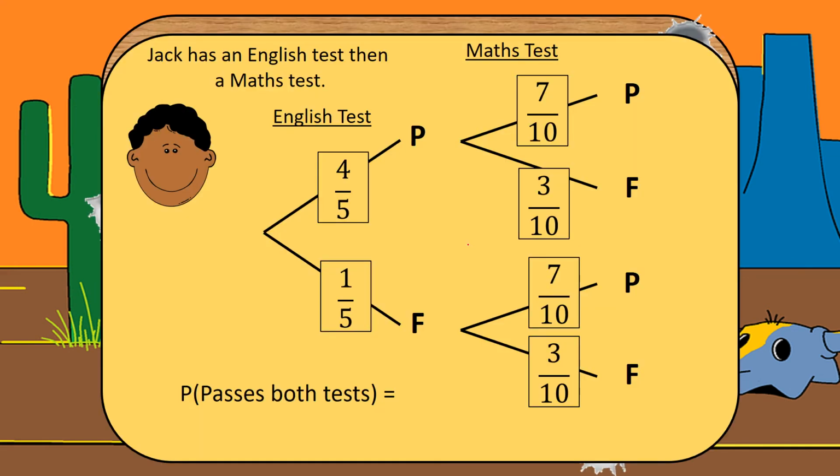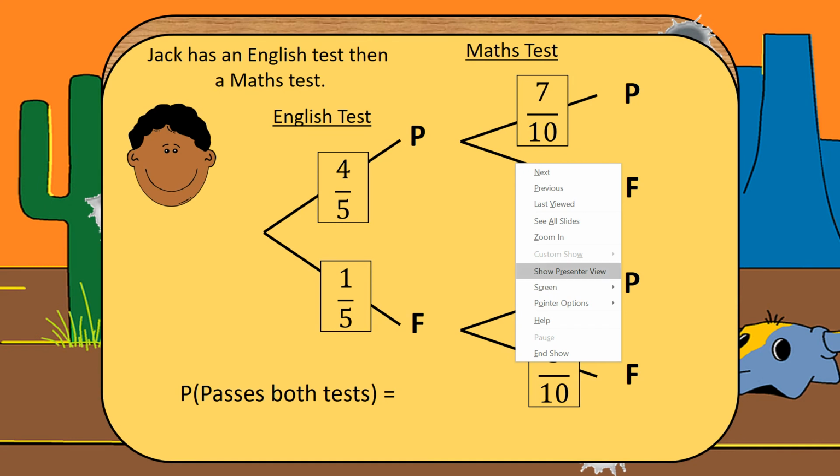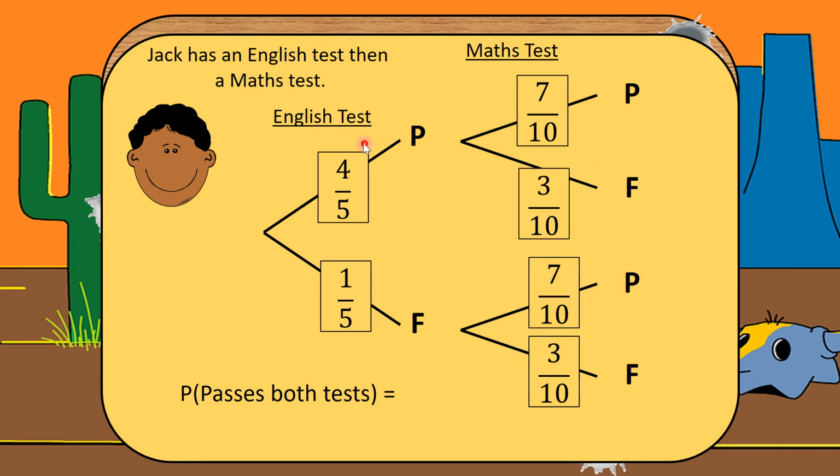Right, here's a different one altogether. Now, this is the first one we've seen, guys, where we're looking at 2 different things. So Jack here is doing an English test and he's doing a maths test. And we've got the P and the F stand for whether he passes or fails. So on the English test, there's a 4 in 5 chance that he passes and a 1 in 5 chance that he fails. But then the second part of the tree shows us what happens on his maths test. On his maths test, there's a 7 in 10 chance he passes, but a 3 in 10 chance that he fails. So what's the probability he passes both?